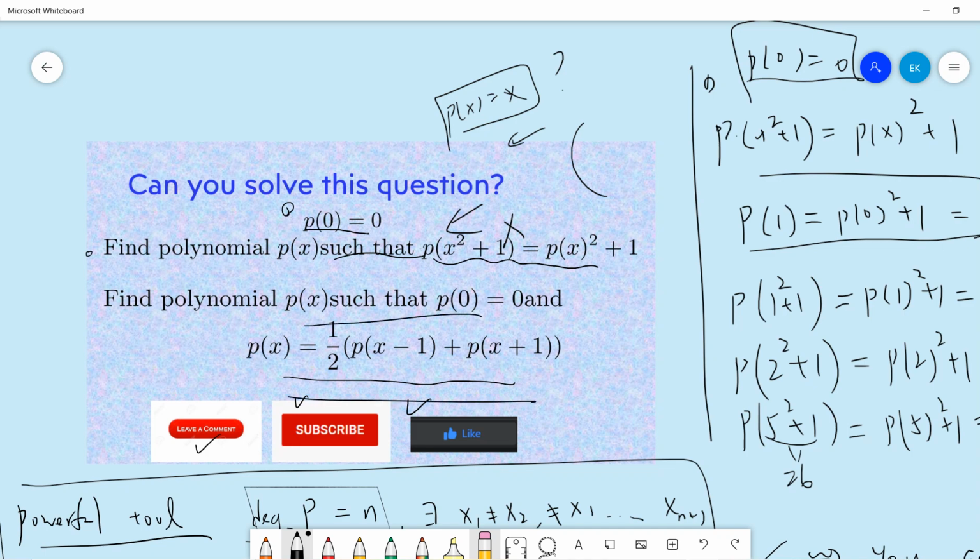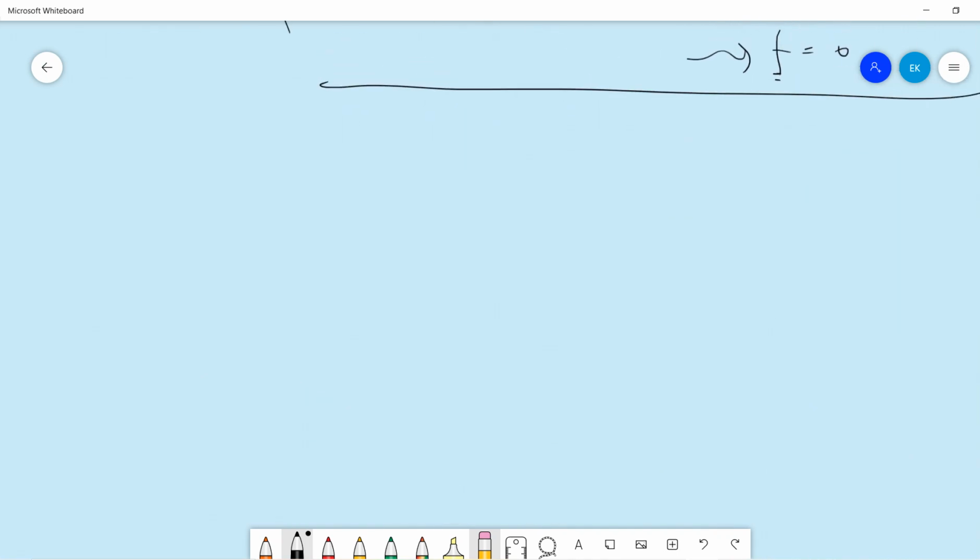How can we now solve the second one? Let me just write it down. The second one satisfies P of 0 is 0, and P of x equals a half times P of x minus 1 plus P of x plus 1.